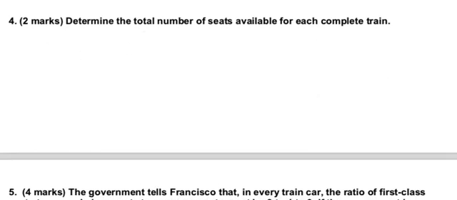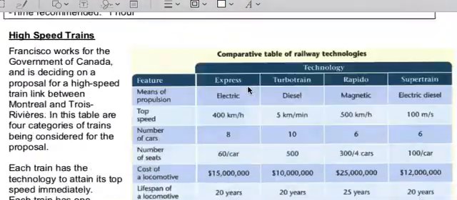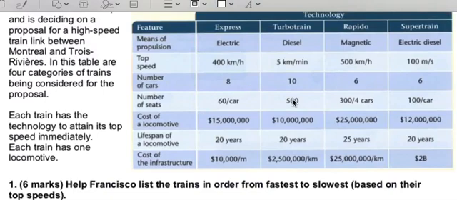The turbo train has 500 seats per complete train. Alright, so that's one of them already done, and that nice easy one is taken care of.